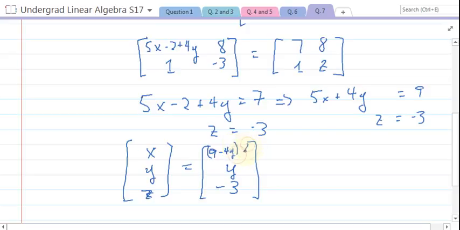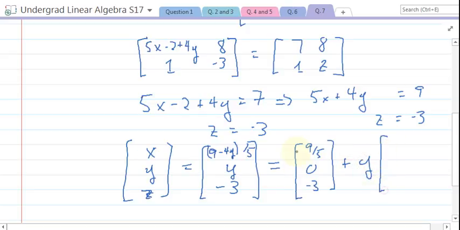divided by 5. Now you could also write this as a constant vector plus a multiple of y. The constant vector would be, from here I get 9/5, 0, minus 3. And then here I have plus y times, well, this is going to be minus 4/5, 1, 0. So that's the set of all solutions to this equation. And that's it.